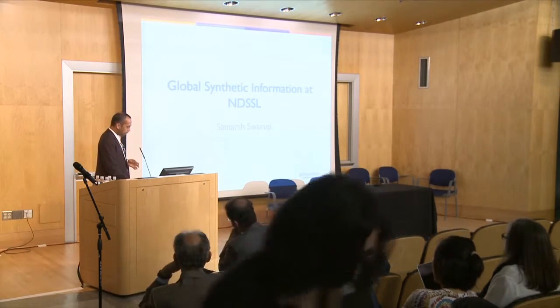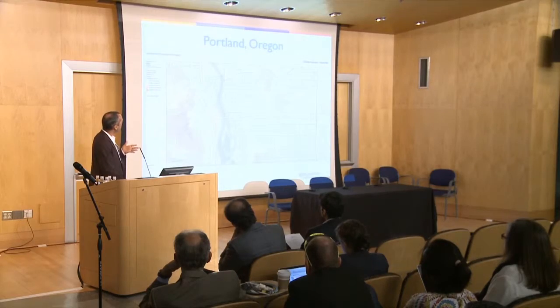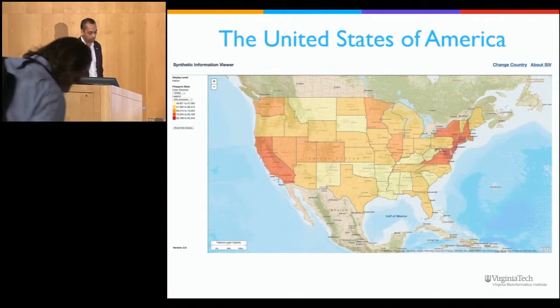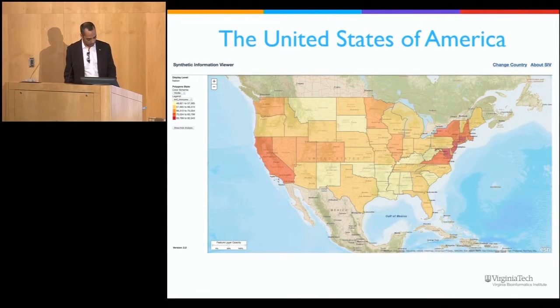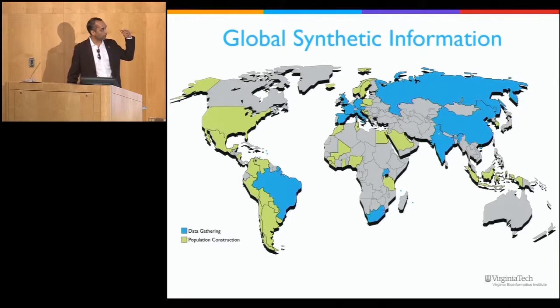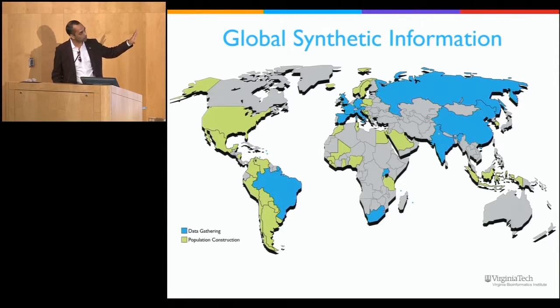So like Stephen and Keith talked about, we started with Portland, Oregon, and then we did Chicago, and then for a few years now, we've had a complete representation of the entire United States of America, so that's about 330 million people. And then we're moving towards global synthetic information. So the goal is really to build out a complete representation of the population of the entire world. And so this picture just shows you which countries we're currently in the data gathering stage, and which countries we're in the population construction phase.